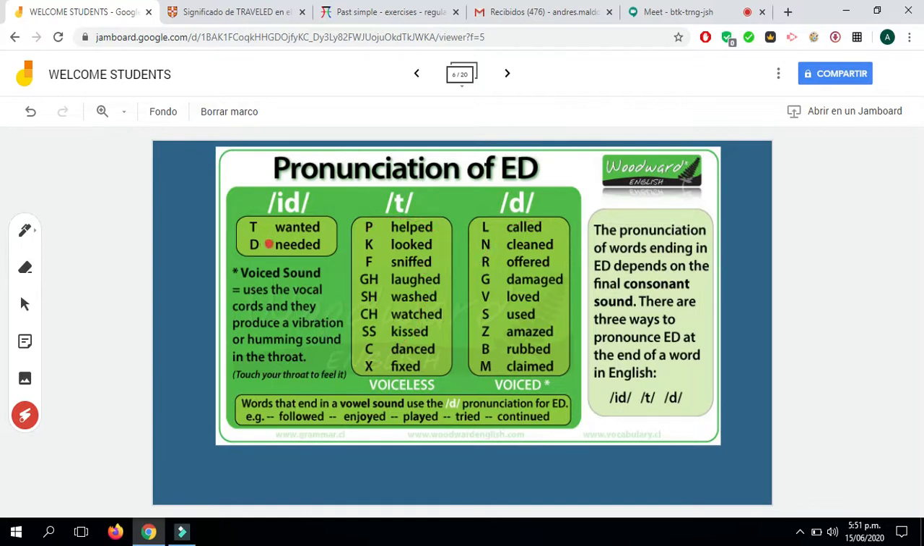Okay? So, remember, wanted with a D, when a verb finishes in T or D, wanted, needed. When a word finishes with P or K, we don't say help it. No, it's incorrect. We say helped. I looked. I laughed. I kissed. With D, I called. I cleaned. I offered. Damaged. Loved. Okay? Remember, vibration, no vibration. We say voiceless, sin sonido, or voiced. Okay? Is the pronunciation clear? I think that you can practice at home.